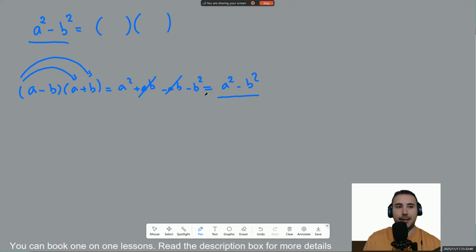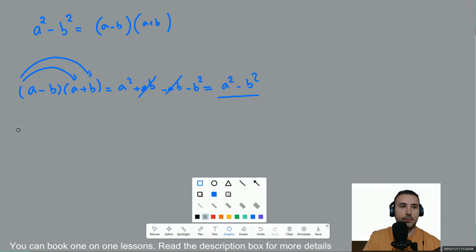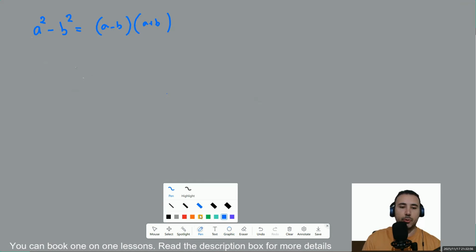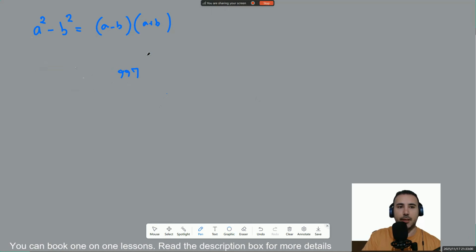So that means this is also equal to a minus b times a plus b. Let me write it better. But how is this even helpful? Well, it's very helpful. For example, if somebody asks us to do 997 squared or multiply them together, you could use this identity or similar identities.